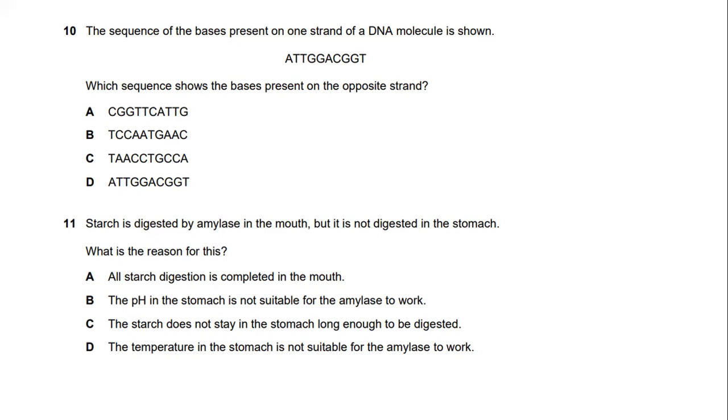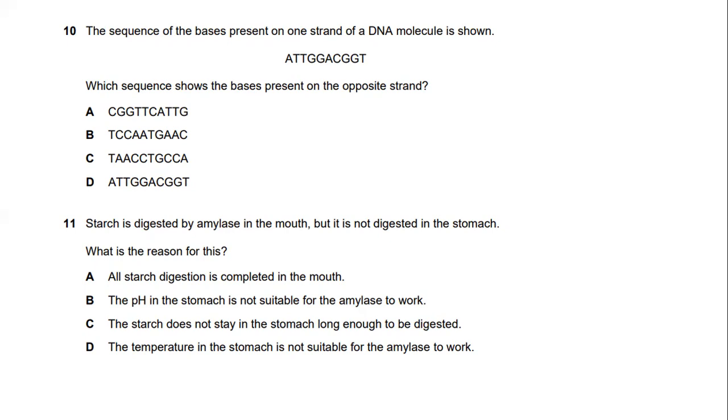Starch is digested by amylase in the mouth, but it is not digested in the stomach. What is the reason for this? The pH in the stomach is not suitable for amylase to work. The stomach wall contains other cells that produce protease. Hydrochloric acid helps to kill bacteria in the food. The main protease enzyme, such as pepsin, digests protein, breaking it down into polypeptides.